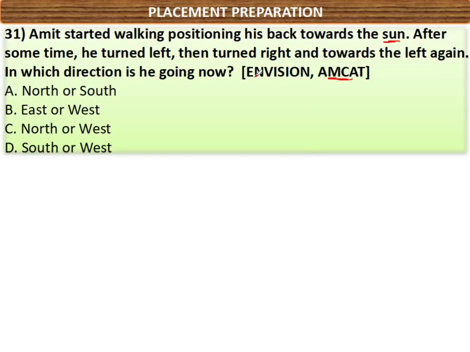Guys, for any question related to shadows, definitely the situation will be either morning or evening. Afternoon, midnight and all they will not give. Did you all understand? Because at midnight the sun will not be there. In the afternoon the sun will be on the top. He is walking with his back towards the sun, means the sun will be on the top, so he should go deep into the earth. He will die. So only two situations are possible: either it will be morning or it will be evening.